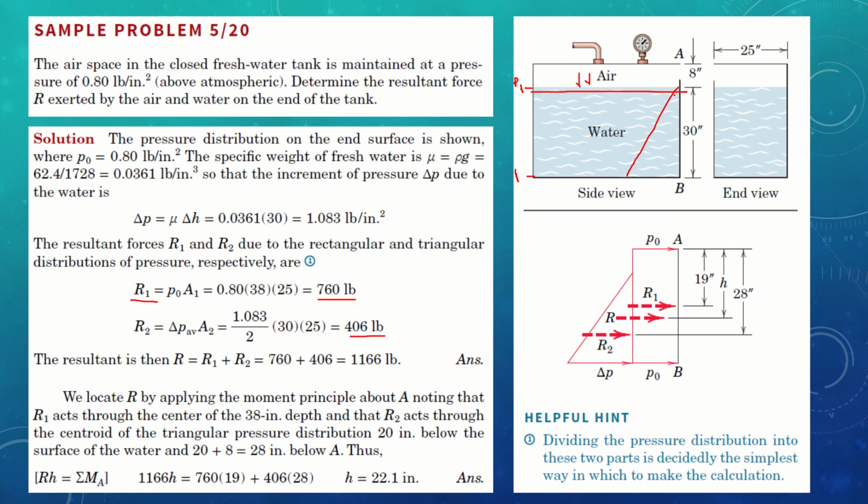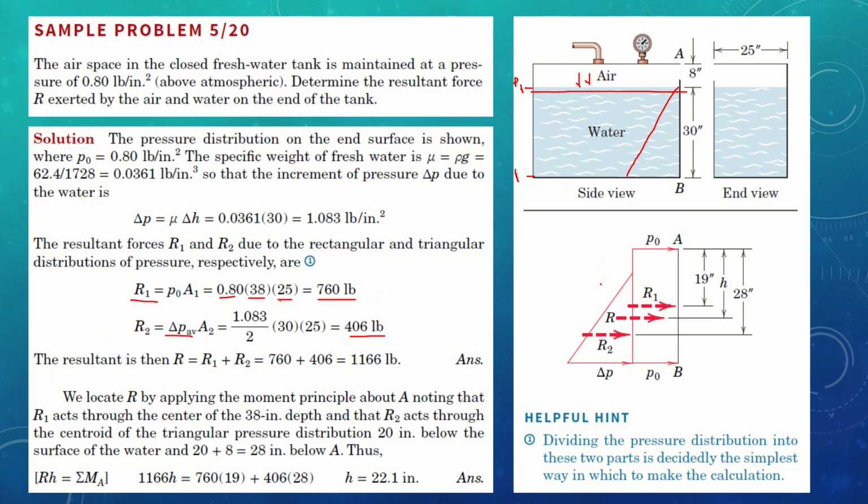This entire depth is in fact 38 inches. 25 by 38 will give you area. 0.8 pound atmospheric pressure, 38 width, and that is the end view and the side view. You get the R1, and then P average.